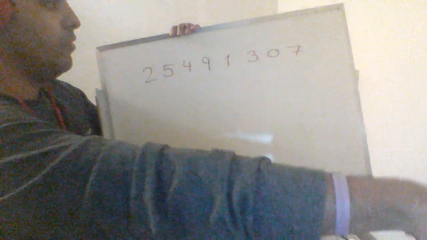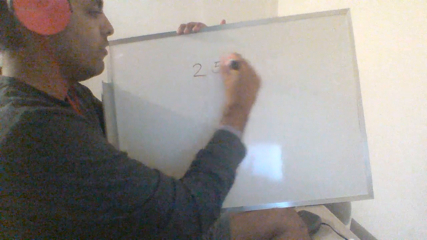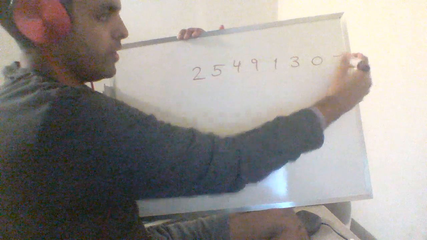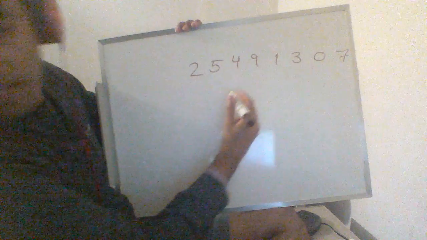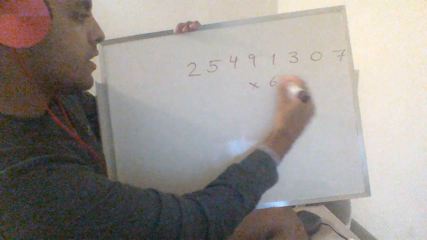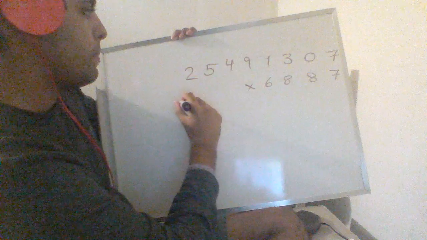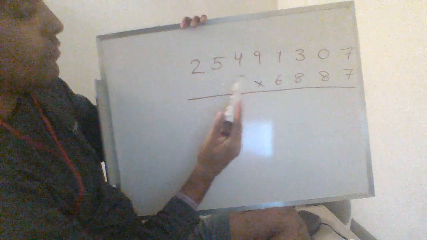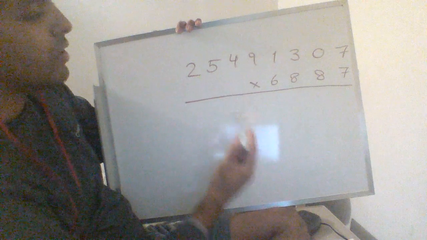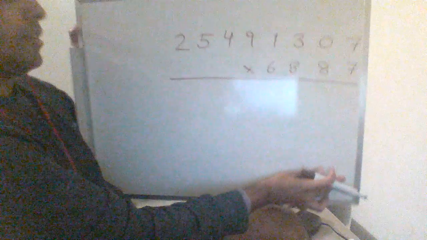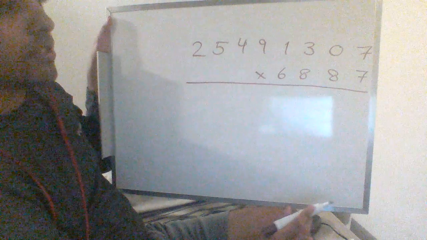Alright, I'm actually going to move that over a little bit. 25,491,307, and then I was multiplying that by 6,887. Alright, so that's actually 25,491,307 multiplied by 6,887. I encourage you to say the numbers properly and not just read out the digits.